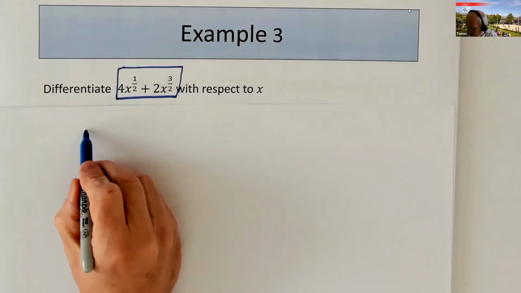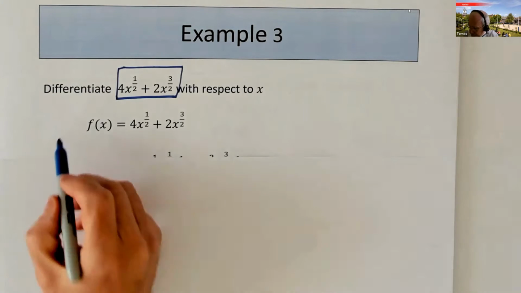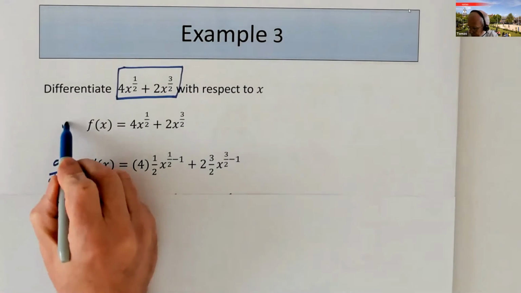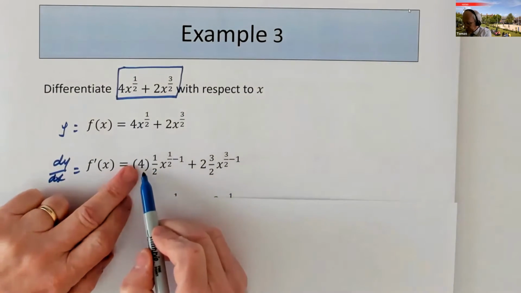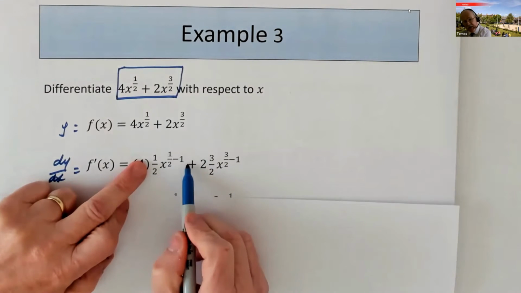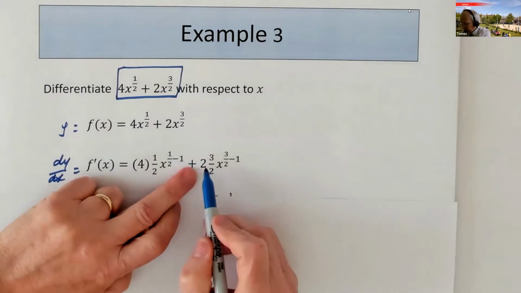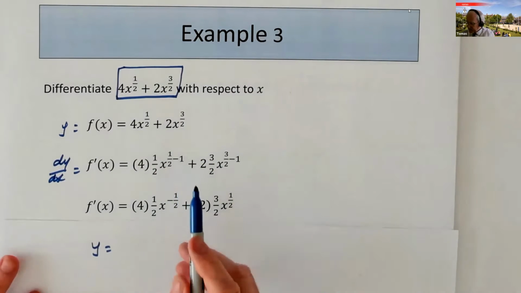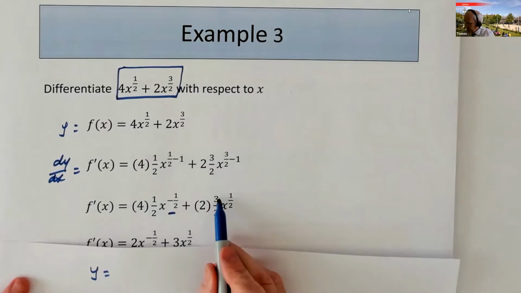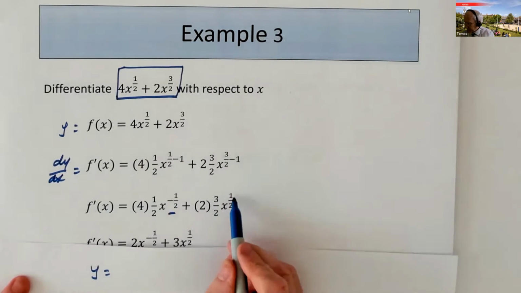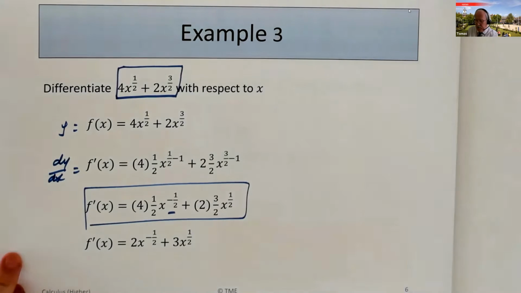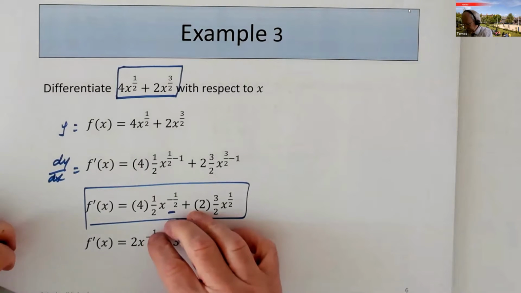So if y is equal to this, then dy dx: the 4 stays down. The half comes down and it becomes x to the half minus 1. And the 2 stays down and it becomes 3 over 2 times x to the 3 over 2 minus 1. Half minus 1 is minus a half, and 3 over 2 minus 1 is a half. And that's how you write it. And that's the answer. Just plug in the same. There's nothing new going on. They're just applying it to different questions. That's all.